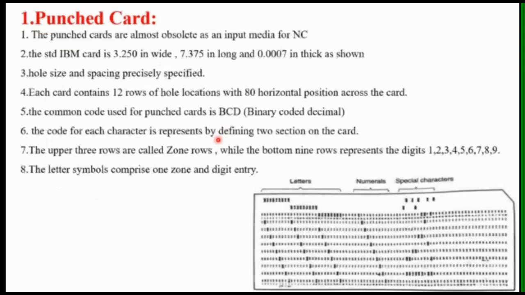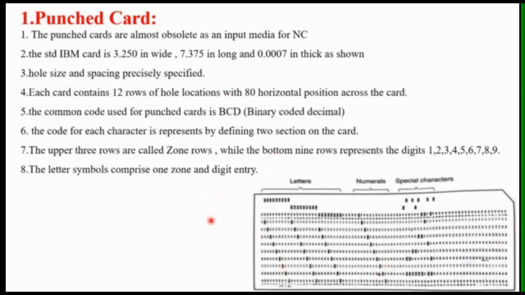Then the first one is called the punched card. Punched cards are almost obsolete as an input media for these NC machines nowadays, because of some limitations. The standard IBM card is 3.250 in wide, 7.375 in long and 0.007 in thick, as shown here. These are the dimensions of this punched card.